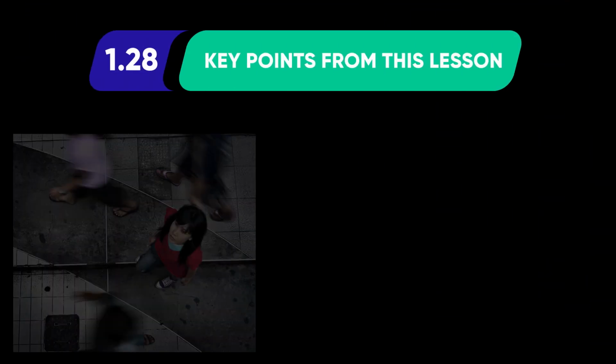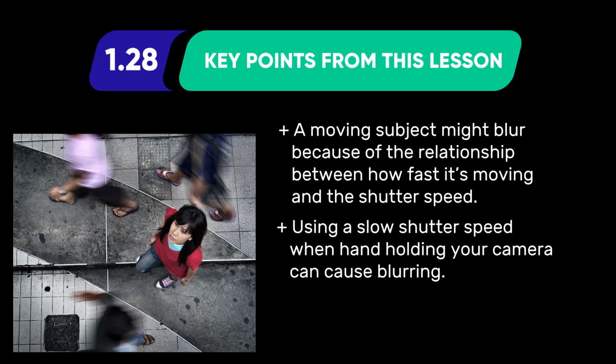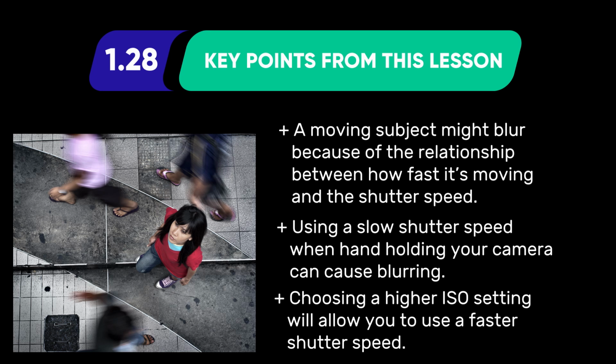Key points from this lesson are: a moving subject might blur because of the relationship between how fast it's moving and the shutter speed. Using a slow shutter speed when you're hand-holding your camera can cause blurring. Choosing a higher ISO setting will allow you to use a faster shutter speed.